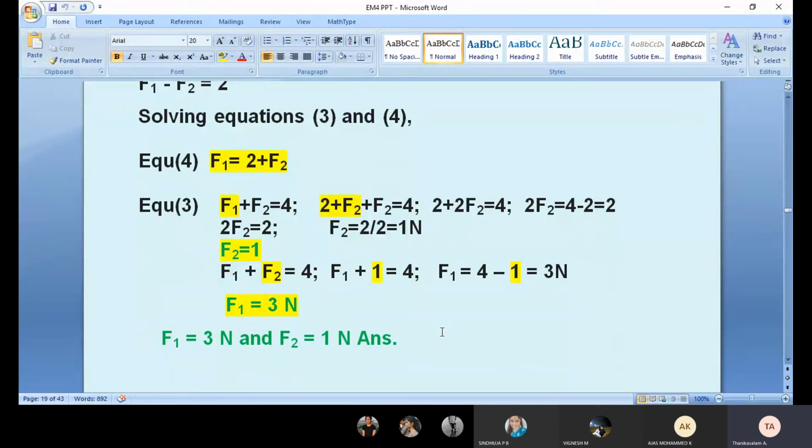Sindhuja, have you followed this? Do you understand this equation, this problem? Sir. Do you understand? Okay. Vignesh, do you understand this problem?